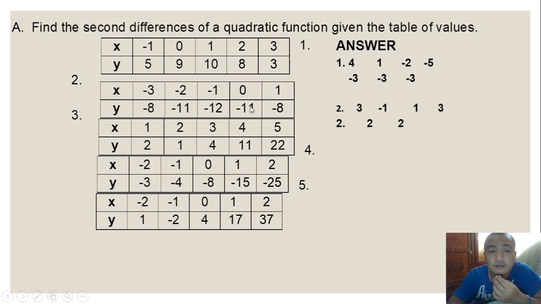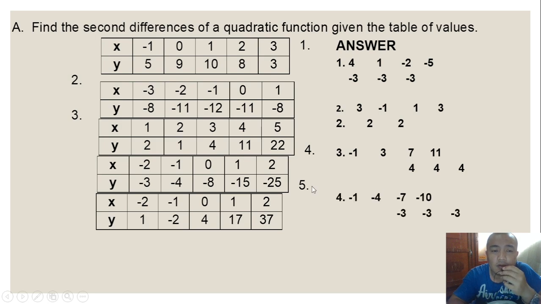How about number 2? 3, negative 1, 1, 3. And how about the second differences? Equal again. So that's a parabola. Number 3. Negative 1, 3, 7, 11 for the first differences in y. And the second differences in y are equal, all equal to 4. So that is a quadratic function.